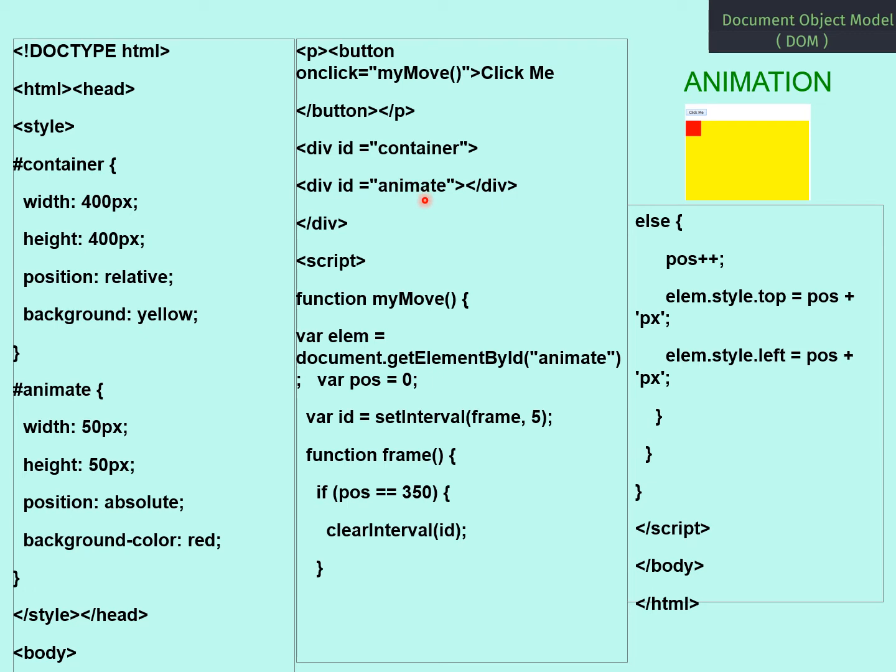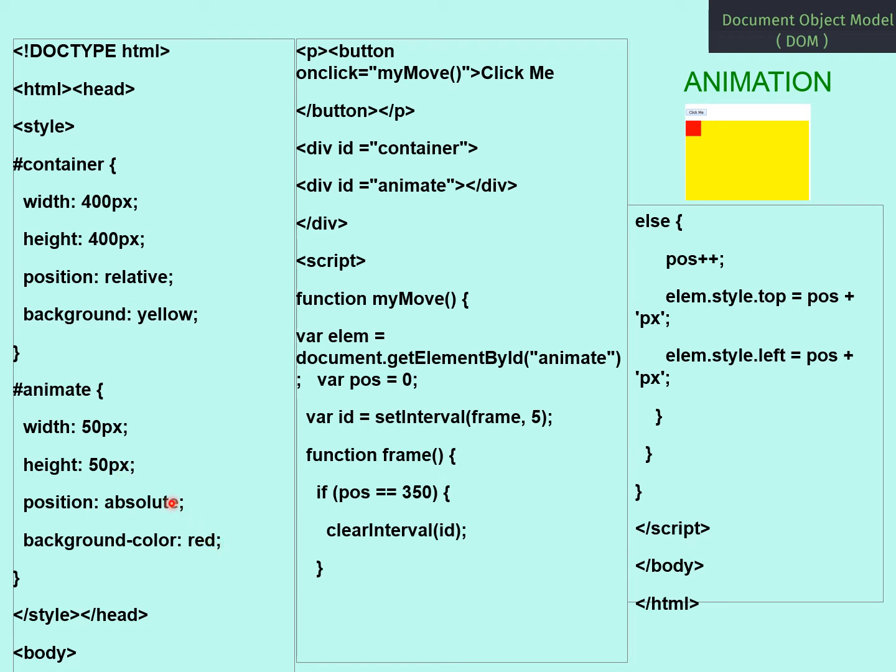Now we can see the style definition for animate id selector. Inside the animate style definition, we can see that width is set as 50 pixel, height is set as 50 pixel, position is set as absolute, background color is set as red. So another division is created which is of 50 pixel width and 50 pixel height and its background color is red and it is absolute.